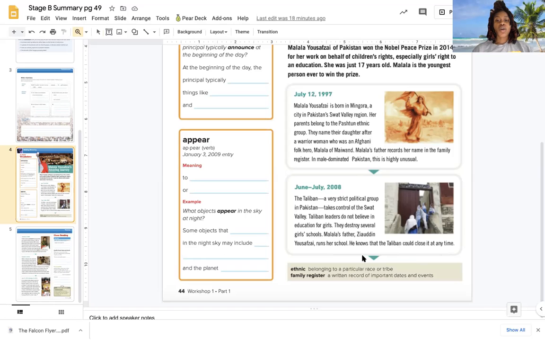Okay. So the Taliban is a political group in Pakistan. They basically want to run things in Pakistan. All right.